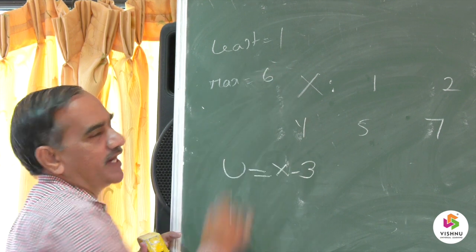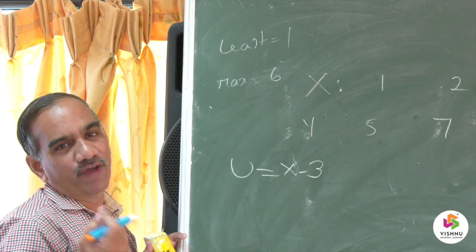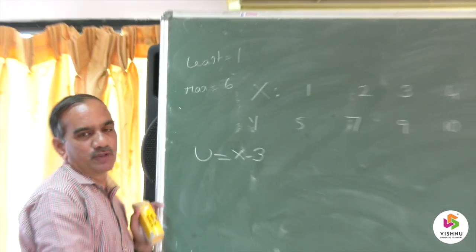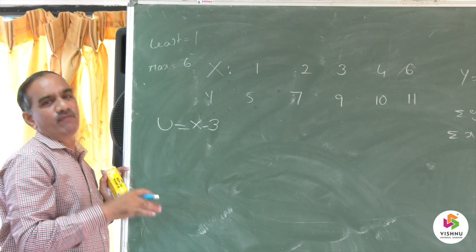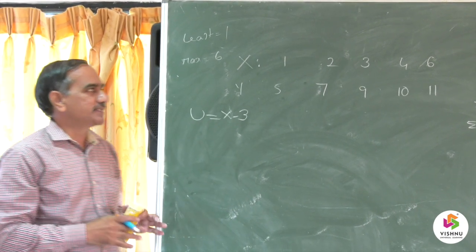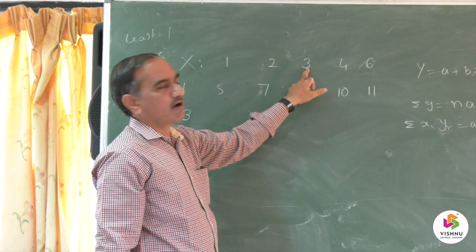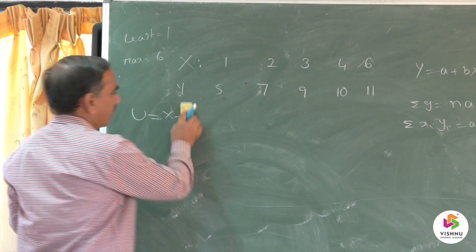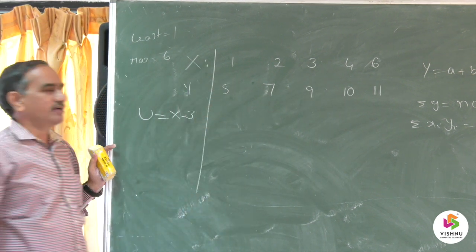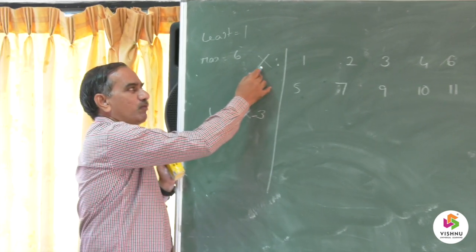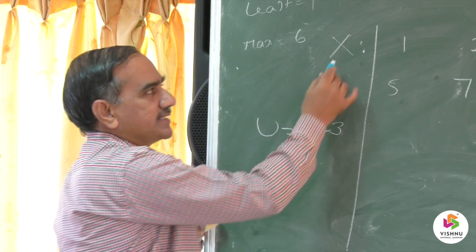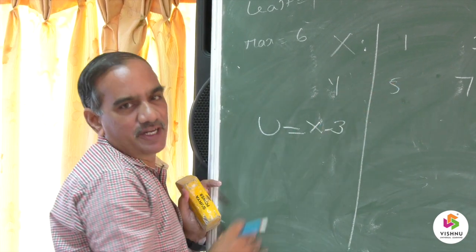In the middle of the data there are 3, 4, 5, so you can choose 3, 4, or 5. 5 does not belong to the given data, but at the same time we can choose 5 also as the constant a. For simplicity we have chosen 3 as the constant a. So, u is equal to x minus a, that is x minus 3. Instead of using the variable x, we prefer to use u, because x sometimes has large magnitude.